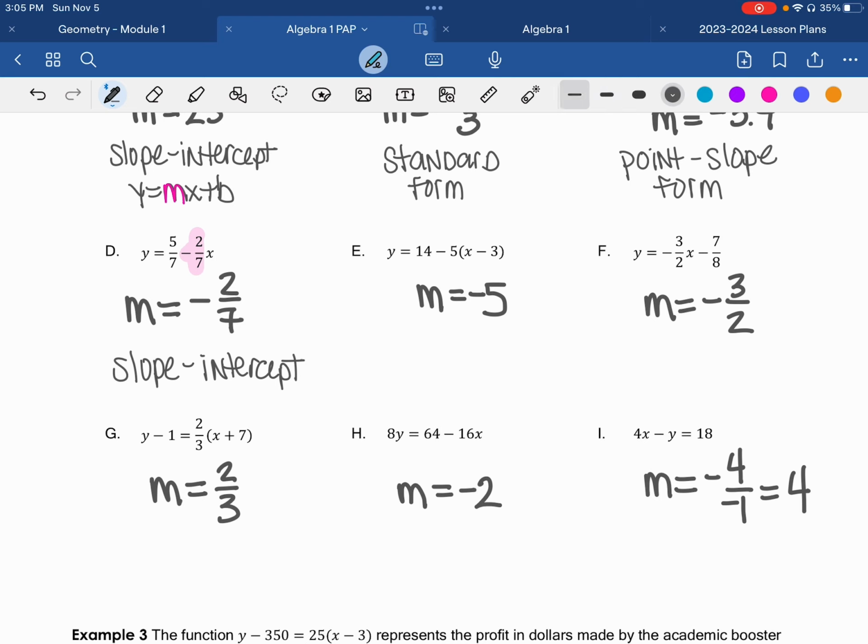Let me just go back really quick and remind you of standard form. I probably should have put that there. And point slope form. There we go.